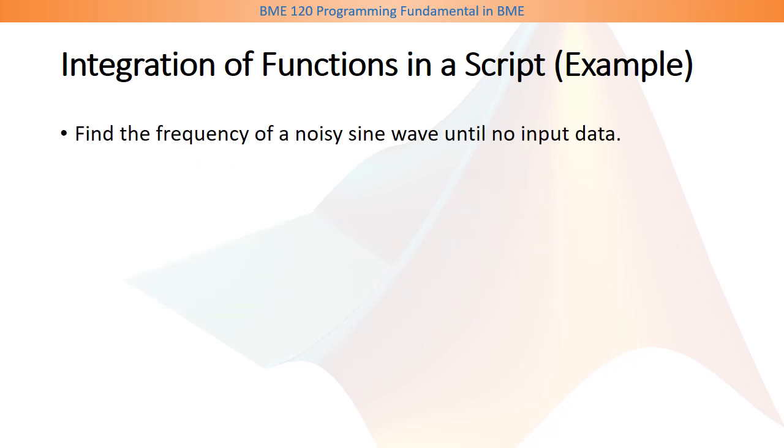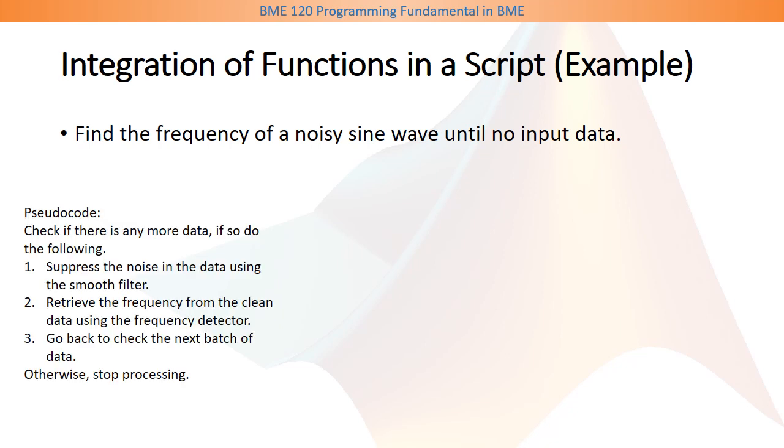This is a solution to the task. What we're going to do is to find the frequency of the noisy sine wave until there is no more input data. This is a pseudocode. In the pseudocode, we break the task into 2 subtasks. The first subtask is to suppress the noise in the data using the smooth filter. The second subtask is to retrieve the frequency from the clean data using the frequency detector.